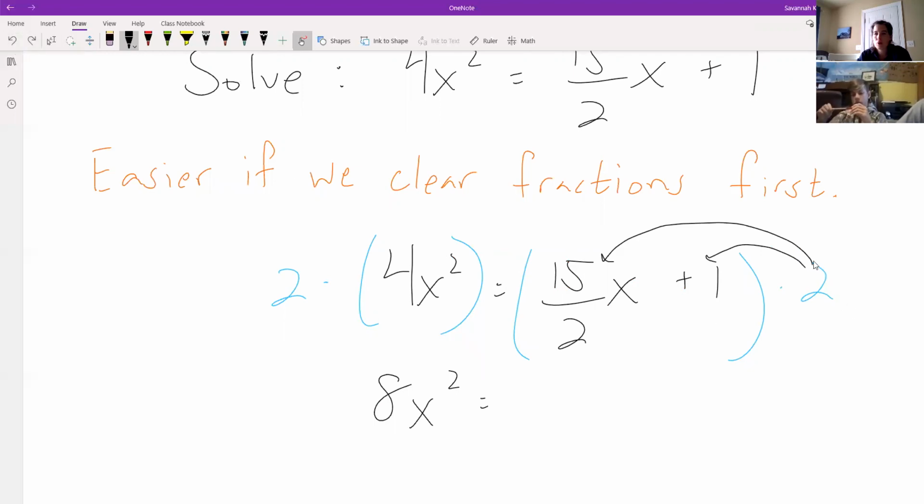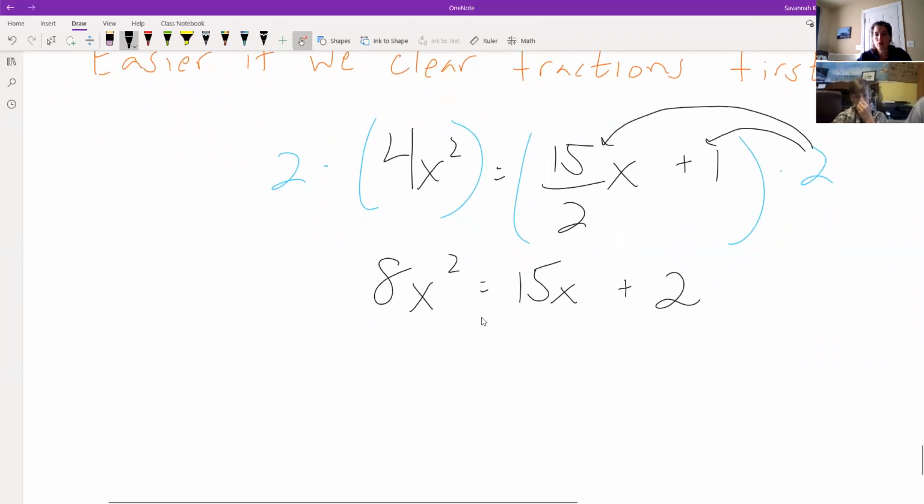Okay, so when we multiply the 2 to the 15 halves, it'll cancel the half part, but leave the 15 part and the x part. When we multiply the 2 by distribution over to that 1, it will stay a 2. So at this stage, we're no closer really to having a factored polynomial, but at least we don't have any more fractions. So this is kind of where the starting point of a lot of our problems would have been previously.